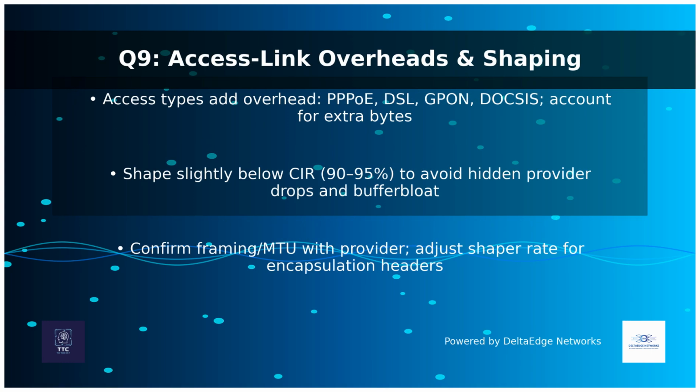Question 9. Access link overheads. Access technologies like PPPoE, DSL, GPON, or DOCSIS add overhead bytes. That means your 100 Mb service might actually need shaping to 90-95 Mb to stay safe. Always confirm framing and MTU with your provider and adjust your shaper rates accordingly.